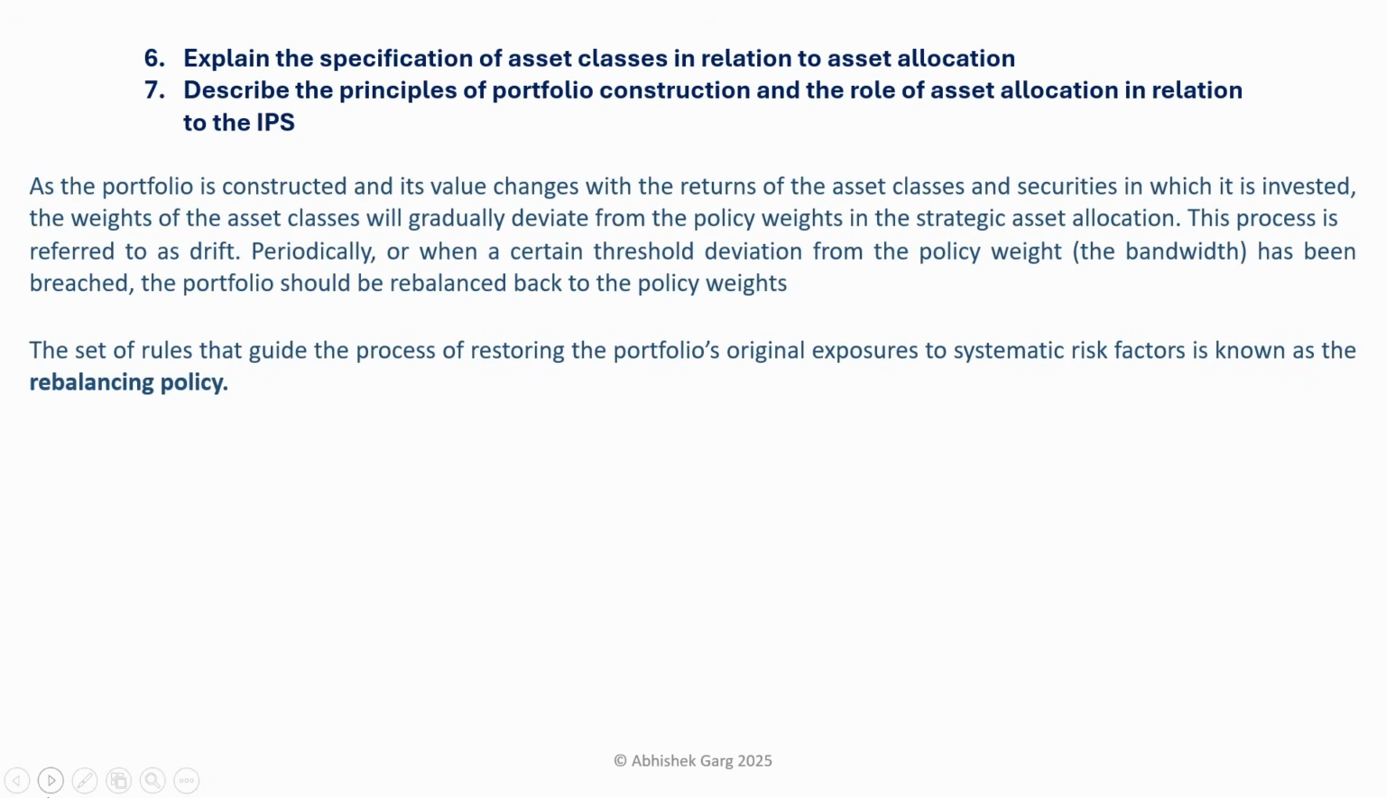Now, as the portfolio is constructed and its value changes, your actual portfolio weights deviate from your policy weights. That deviation is known as the drift. The actual weights drift away from the policy weights, so you need to bring those weights back to the policy weights. That process is known as rebalancing. You rebalance the portfolio so that the actual weights of the portfolio reflect the policy weights. The set of rules that guide the process of restoring the original exposures is known as the rebalancing policy.